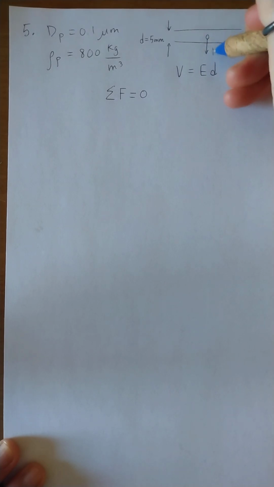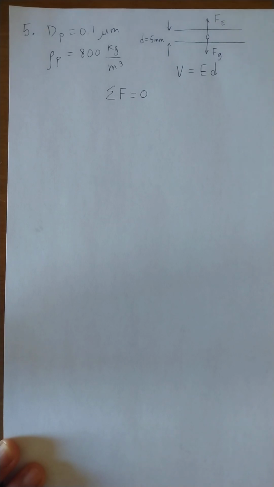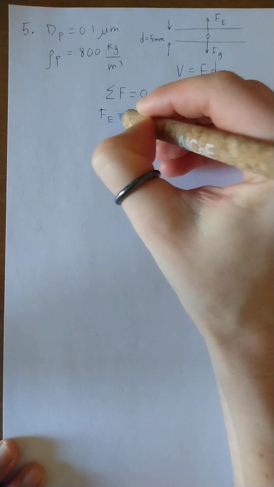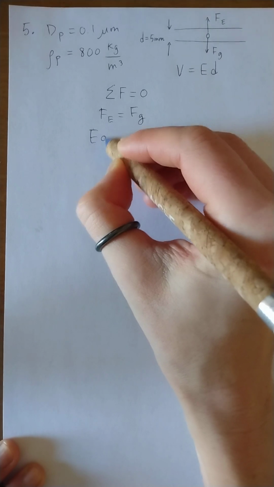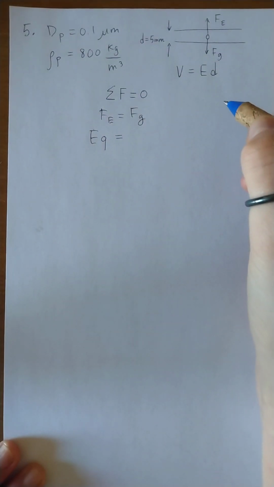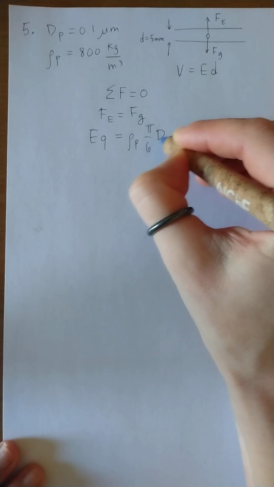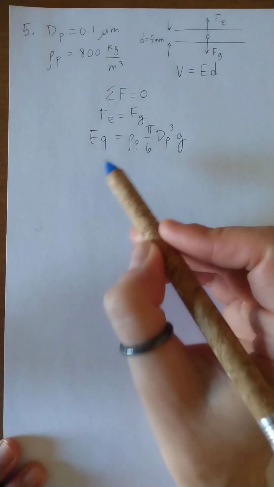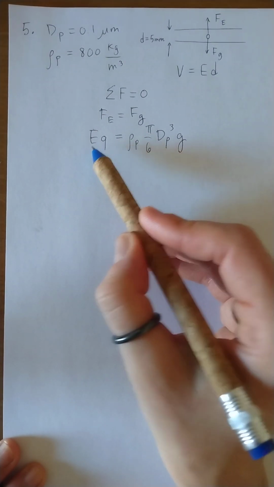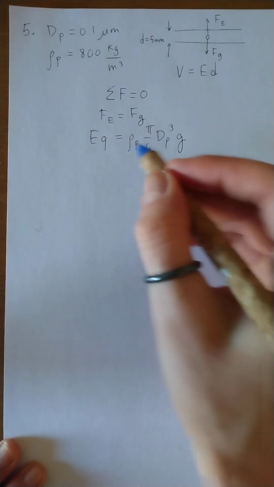In this case, the downward pull of gravity is counterbalanced by the upward pull of the electric force. So we can expand the sum of forces as follows. The electric force is the electric field times the charge on the particle. And the gravitational force is the density of the particle times its volume times gravitational acceleration. So we want to find this electric field E so that we can get the voltage by multiplying by the distance over which the E field is applied.